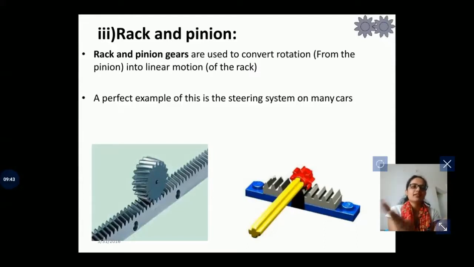What is pitch circle diameter, that we'll see in the next lecture. That lecture is based on the terminology of gear. Right now you just remember that rack and pinion is used to transmit linear motion to rotary motion or vice versa, and the perfect example of rack and pinion is the steering system. In our vehicle there is a steering system where we transmit the rotary motion into linear motion.